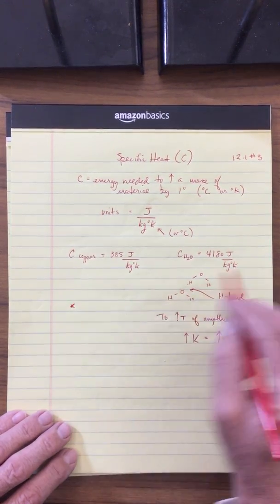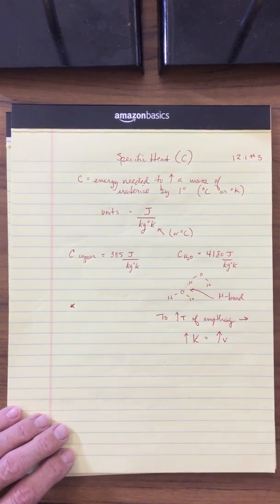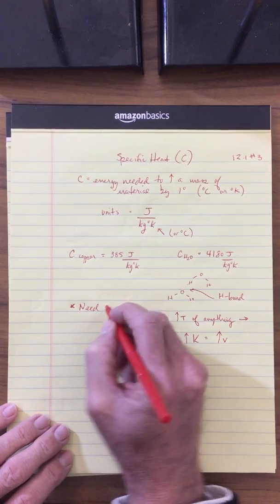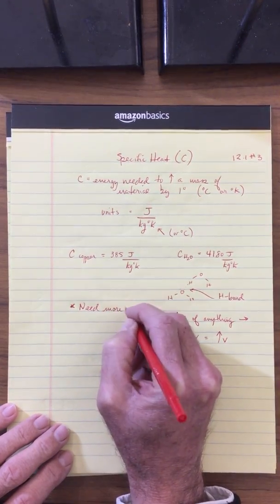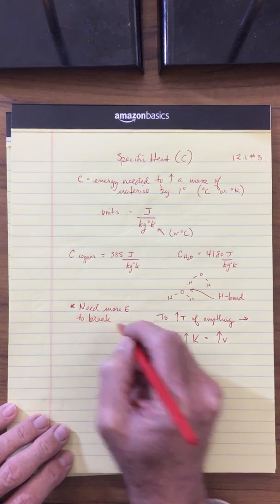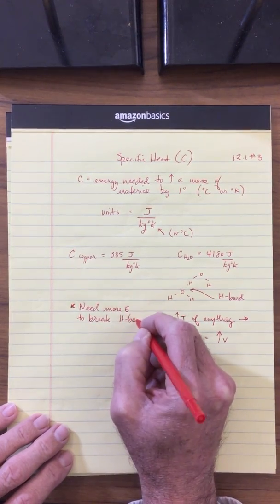So why does water have such a high specific heat? It's because we need to add more energy to break that hydrogen bond. So we need more energy to break that hydrogen bond.